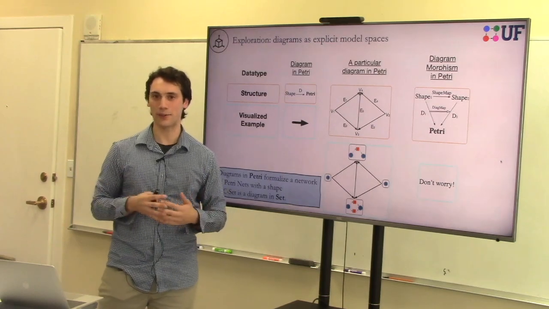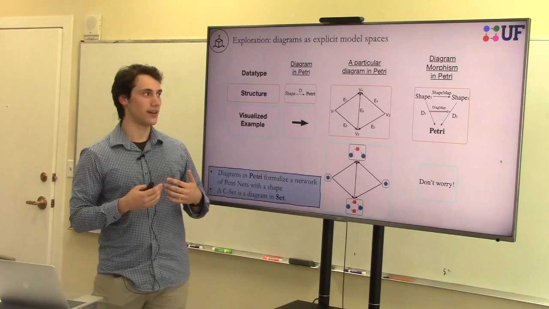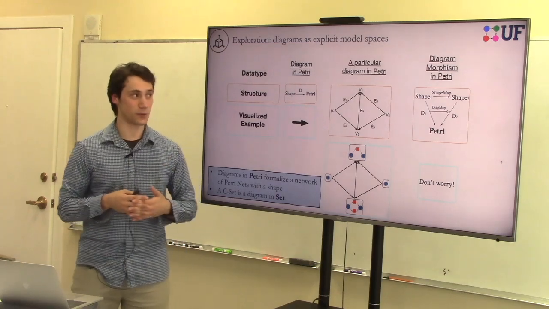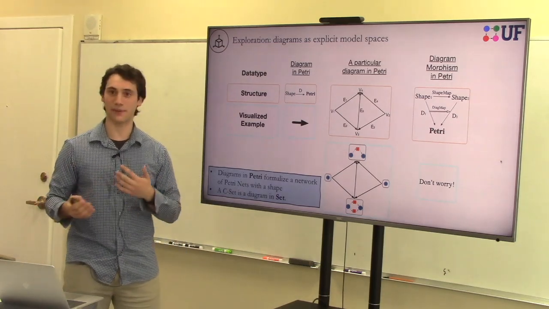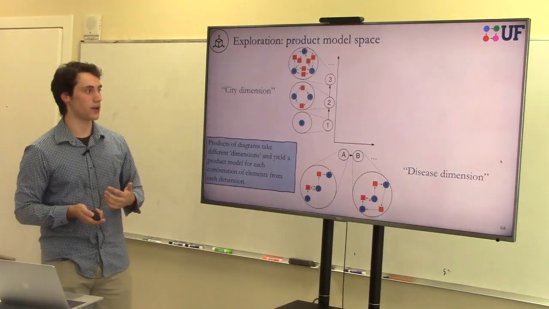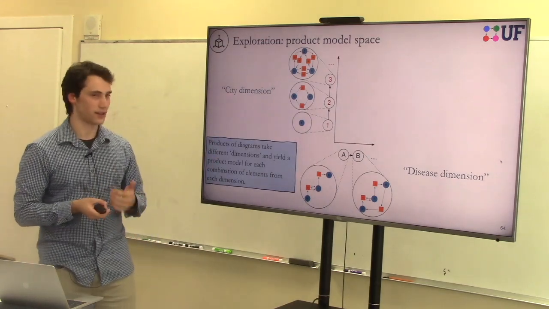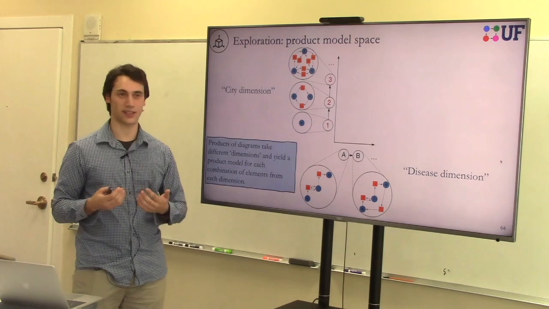We didn't have a good vocabulary for it, and we didn't know how to make it formal. But now we actually have a rigorous description of things that we wanted to do with model spaces, and we have concrete algorithms to actually implement them. So what's an example of one of those things? I think a product model space is a very common thing that a scientist wants to do.